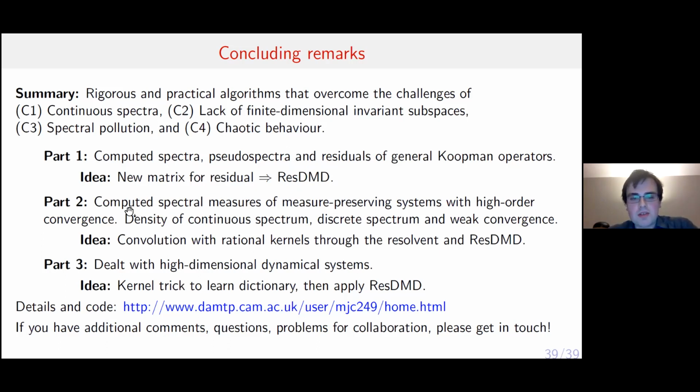Part two computed spectral measures of measure-preserving systems with high-order convergence. And we were able to recover the density of the continuous spectrum, the discrete spectrum, and also weak convergence. And the idea here was convolution with rational kernels through the resolvent and ResDMD. And then finally, we dealt with high-dimensional dynamical systems by using the kernel trick to learn a dictionary and then applying these ResDMD algorithms in part one and part two.